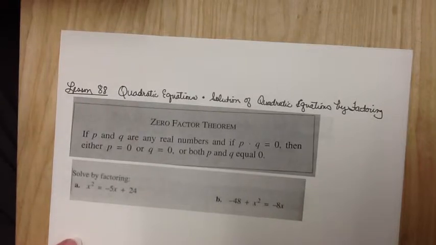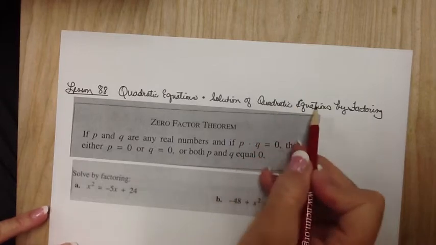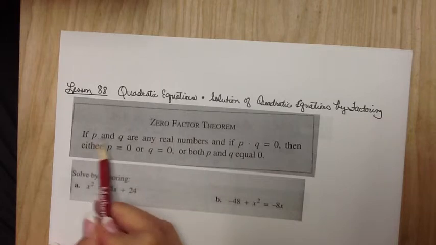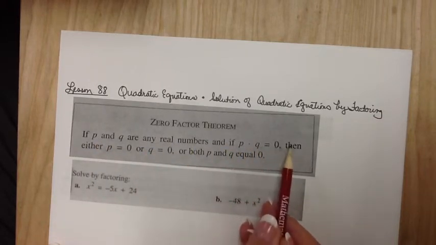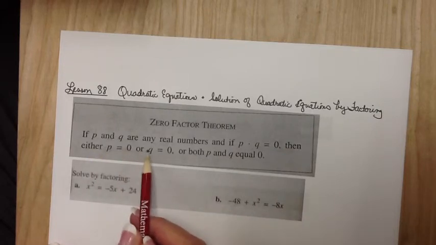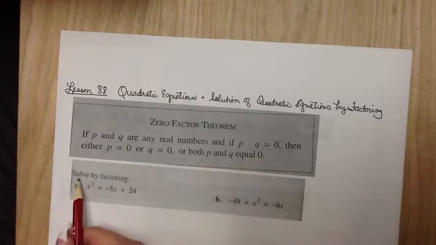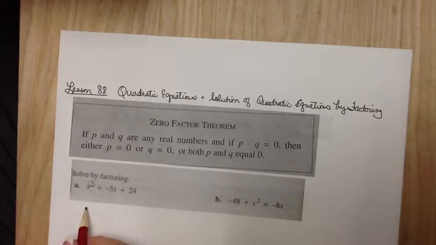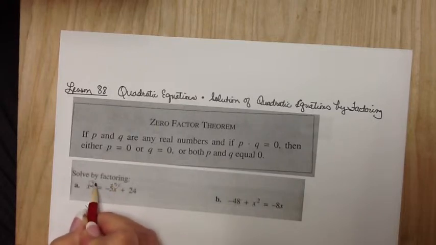Lesson 88 is quadratic equations, solution of quadratic equations by factoring. The zero factor theorem says if P and Q are any real numbers and if P times Q is equal to 0, then either P is equal to 0 or Q is equal to 0, or both P and Q equal 0. Solve by factoring. All right, now remember, when you've got a quadratic equation, everything must be moved to one side. So we're going to add 5x to both sides.